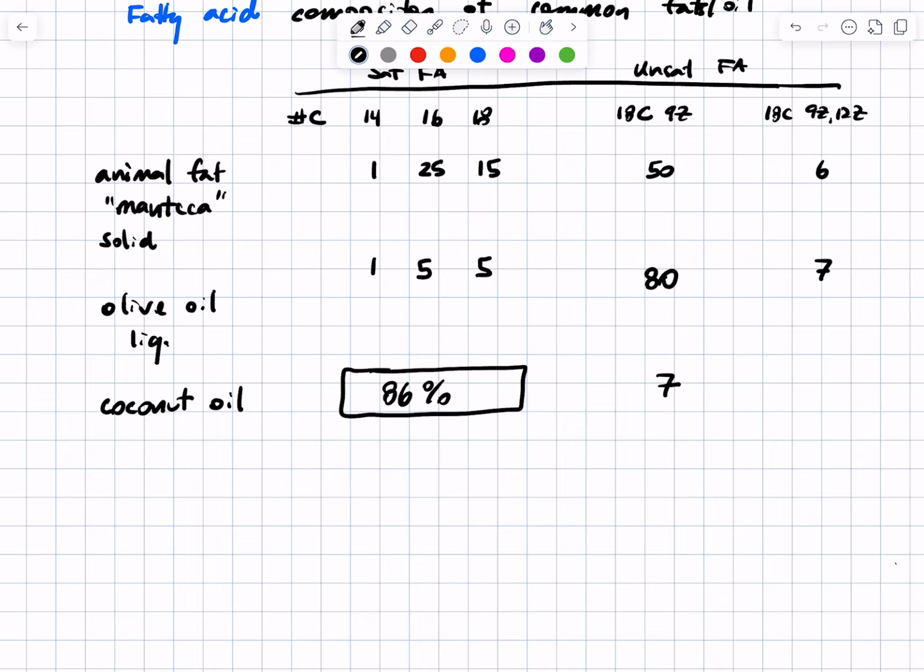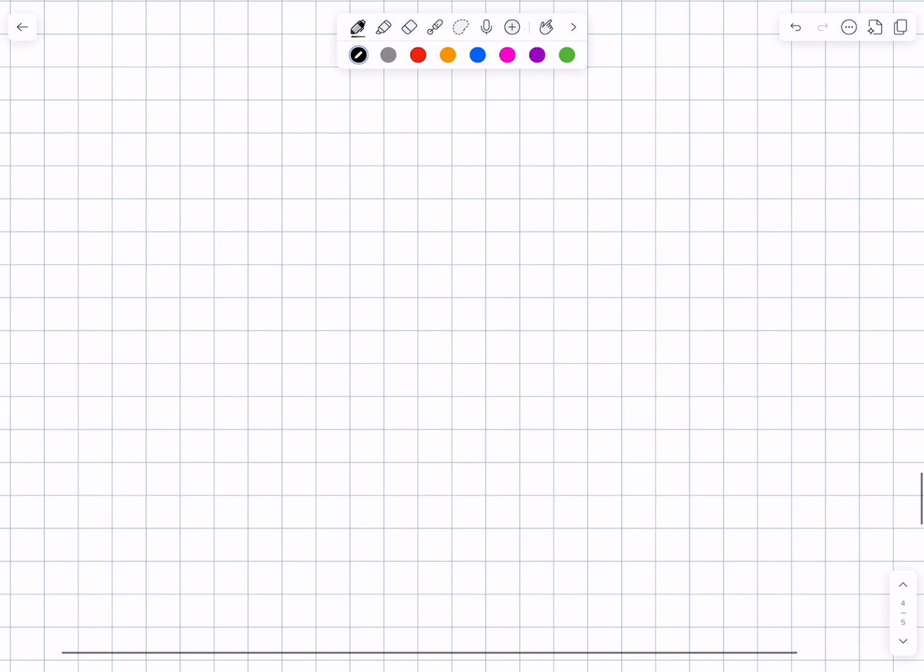All right, so I got like 5 minutes and I need to explain oil, I need to explain soap, membranes, and bubbles. Are you ready? Yes, let's do it. Okay, so let's look at a fatty acid.